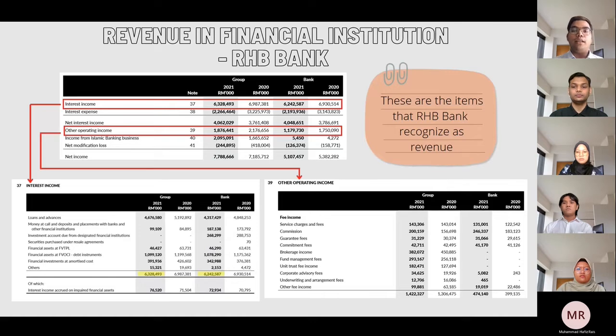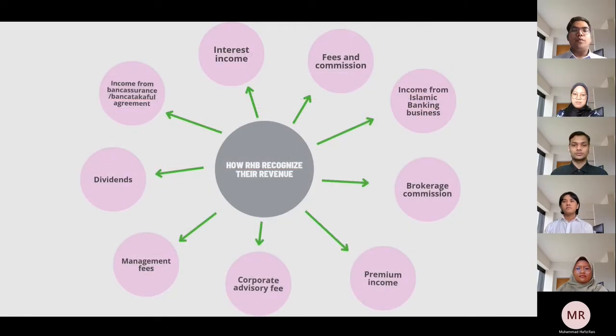So for other operating income, corporate advisory fees are recognized as income based on fulfillment of the performance obligation, while the management fees of the unit trust and asset management company are recognized based on the time apportionment method over the period of services. Next. And these are the ways that RHB recognize their revenue. So from here, you may view some items of revenue that are exclusively available in financial institutions and are rarely seen in other institutions or organizations, such as brokerage commission and premium income.